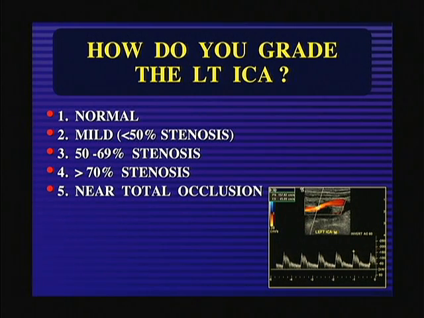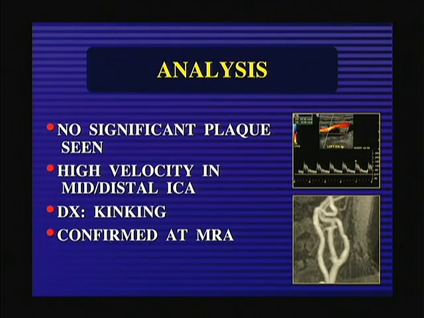Well, again, I think this is a situation you've got to take a good look at. You have to take a closer look and say, what is going on here that's giving us this elevated velocity? We really didn't see any plaque. The high velocity is in an unusual location, right? It's not in the proximal internal, it's in the mid to distal internal carotid artery. In fact, it's in an area of tortuosity. It's in a region of a bend in the vessel.